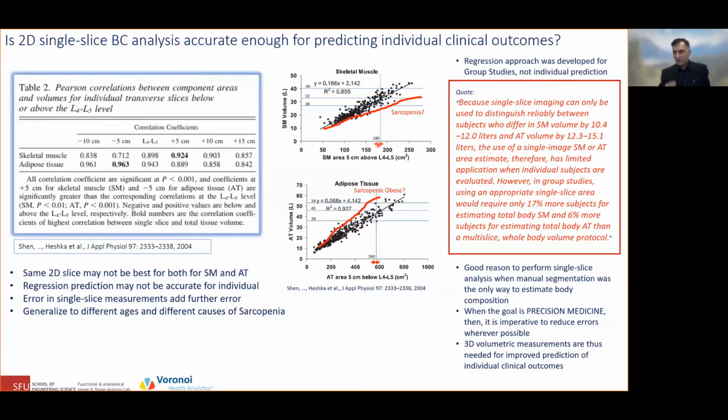So 3D volumetric measurements that are provided by the available CT images are therefore necessary, in my view, for improved prediction of individual clinical outcomes.